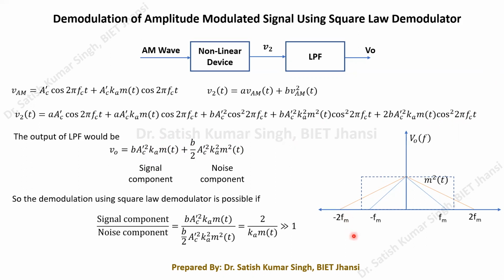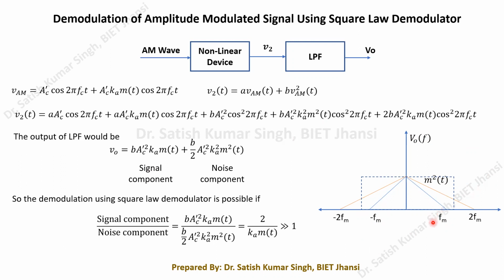So basically, as I said, MT has this Fourier spectrum and M square T is going to have this type of Fourier spectrum. All other spectra are at higher order frequencies, and those will be rejected by the low pass filter because they do not fall within the pass band. They fall in the stop band of the low pass filter. Only this is our pass band, so within the pass band only this spectrum is falling.